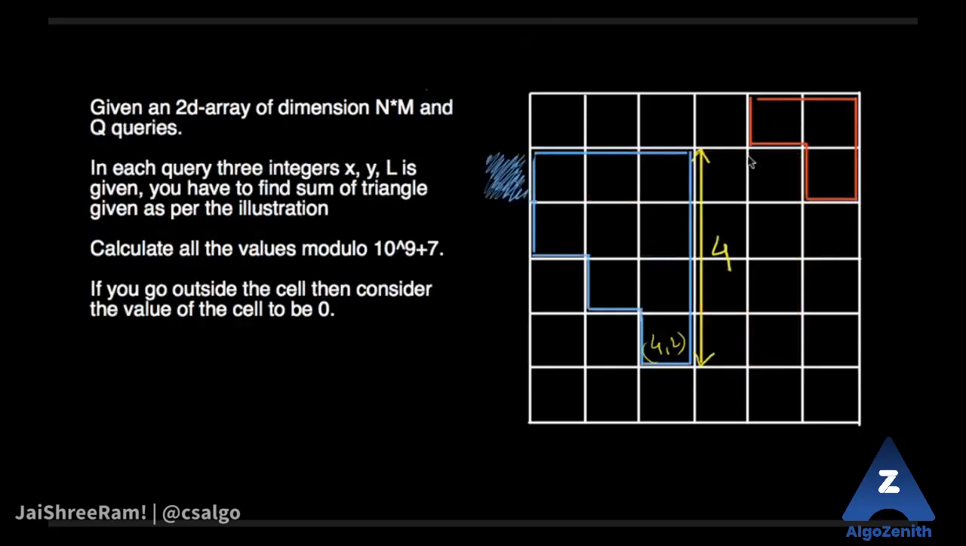If we talk about some examples, like this small example, this is the cell x comma y. If this is 4 comma 2 and the side length is 4, then this would be the triangle, and this is what you need to find the sum of. And there is this one cell that goes off the grid for this triangle, but we assume that everything outside this grid is 0, so that's not a problem.